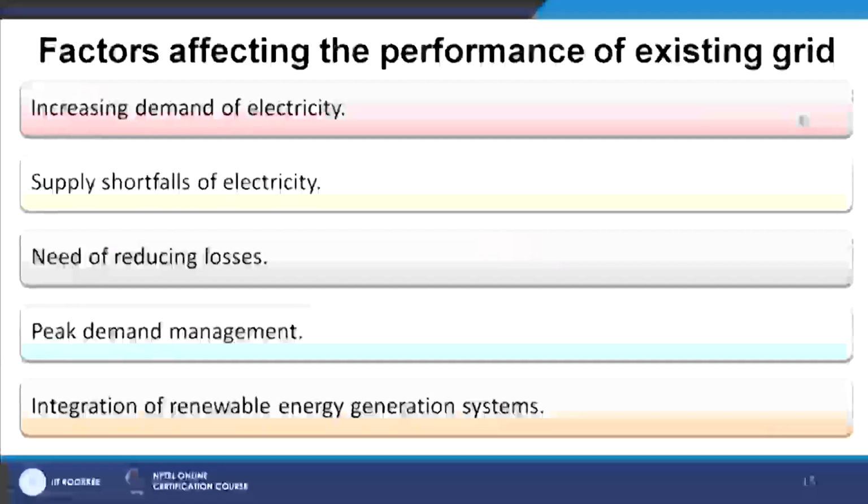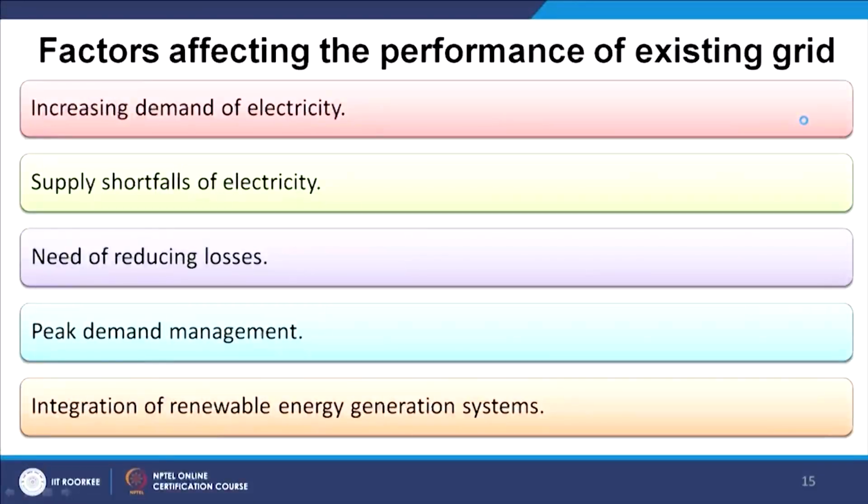Now, integration of renewable energy generation system. As I mentioned, we have to go for renewable energy to meet the peak demand management, but to do that we need technology which can integrate safely and reliably those sources connected at different voltage levels. So, integration of renewable energy generation system also poses challenges.